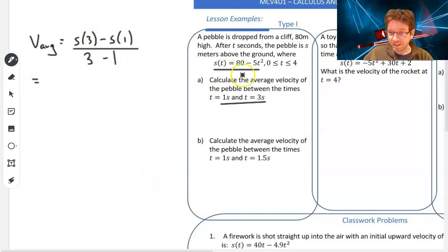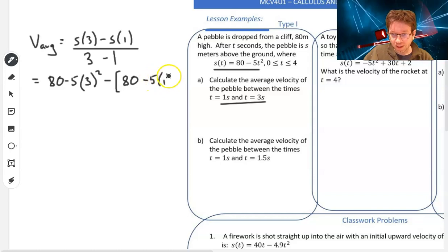All right, so our function at 3 then, we're just going to substitute 3. So we have 80 minus 5 times t squared, so t is 3 squared. And then we're going to subtract. I'm going to put big brackets so I don't mess up with negatives. 80, our function at 1, minus 5 times 1 squared, all over 2.